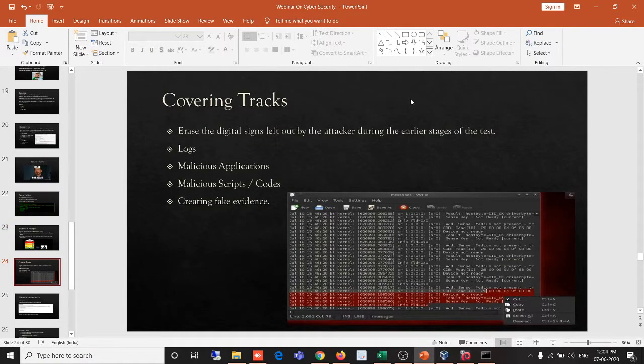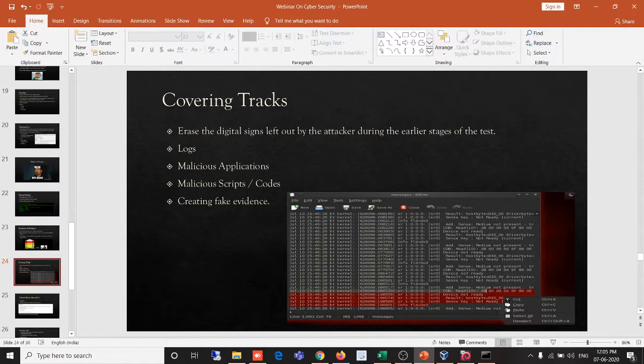And the final phase is covering tracks. So what is the use if an attacker left some piece of information where the security team finds that an attack has happened and we have to secure it? There will be no use of what the attacker has done, right? For that particular time, he will have that use. But what if an attacker wants to continue all these attacks in the future, whenever he likes?